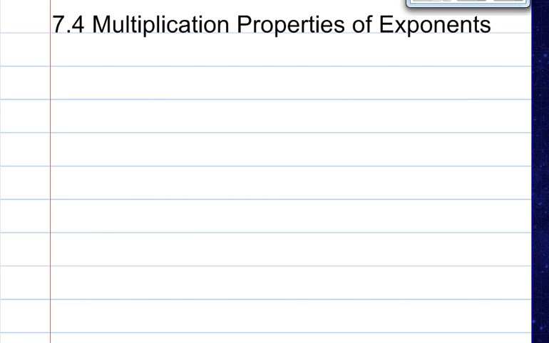This video will cover section 7.4, which talks about multiplication properties of exponents. Now, we've already talked about simplifying expressions with exponents in them. So for instance, if I gave you x cubed times x squared, then the way we would solve that out is to write everything out.